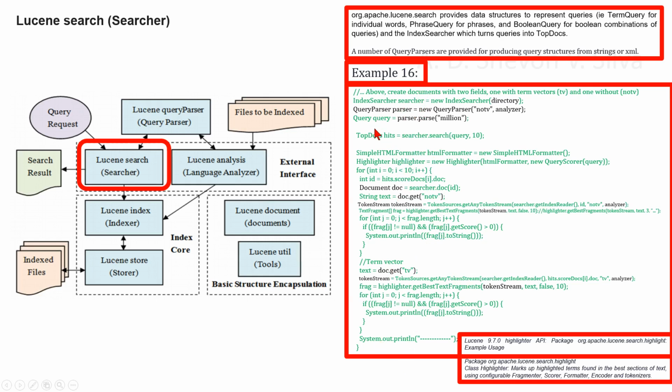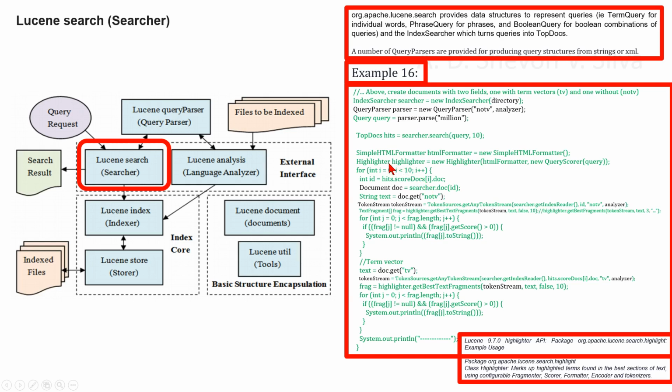The class Highlighter in package org.apache.lucene.search.highlight marks and highlights terms found in the best sections of text using configurable fragmenter, scorer, formatter, encoder, and tokenizers.